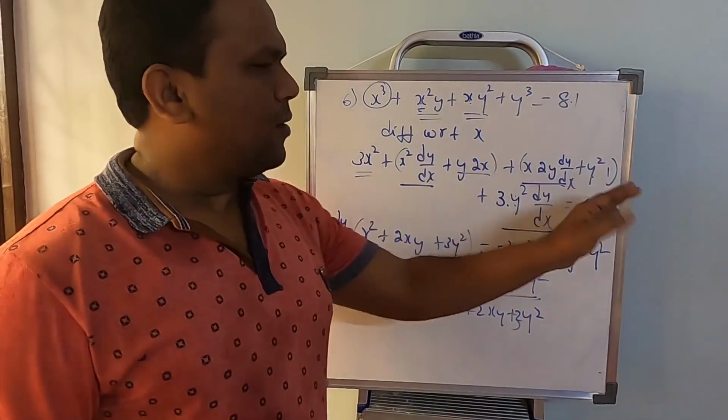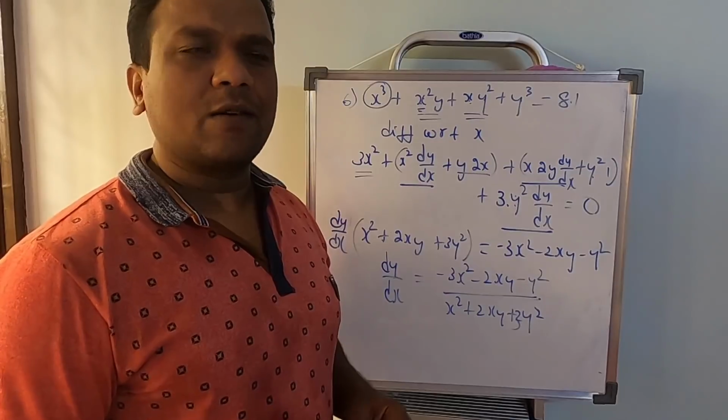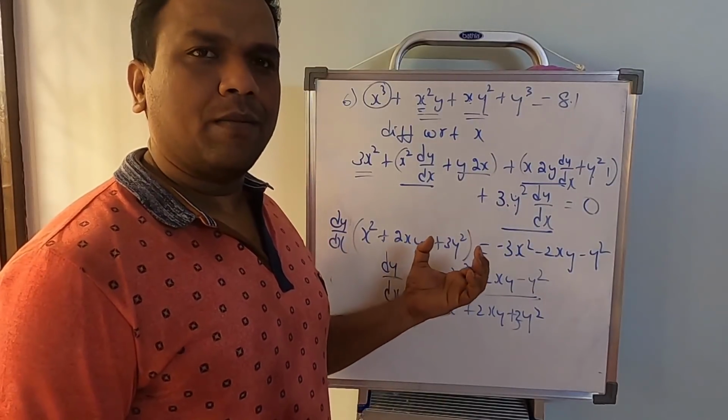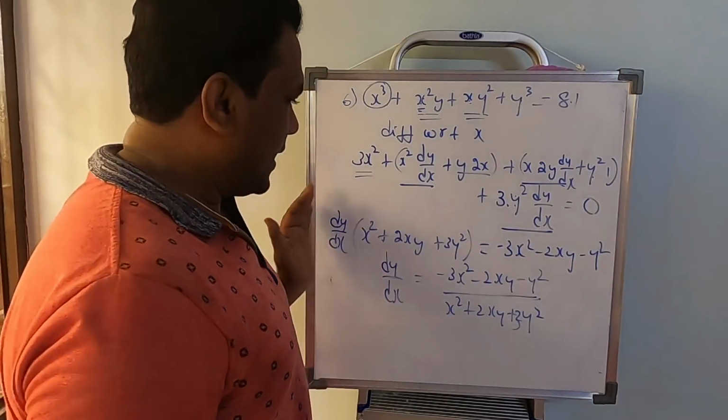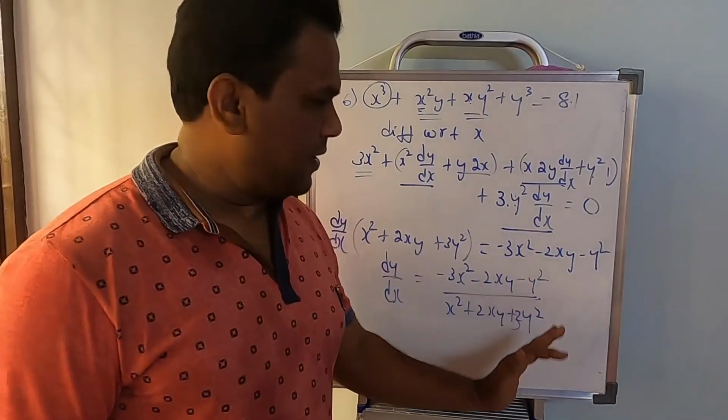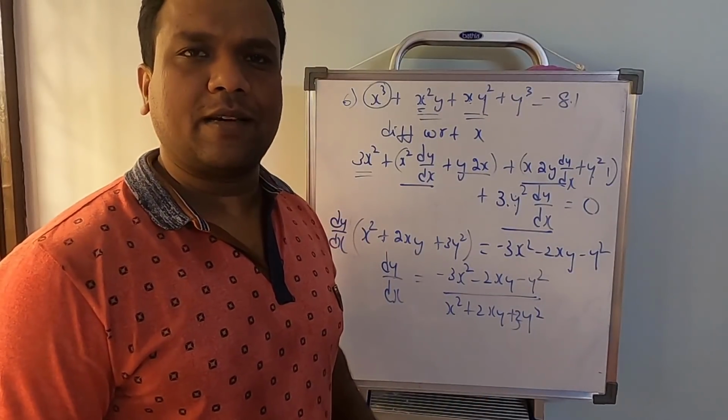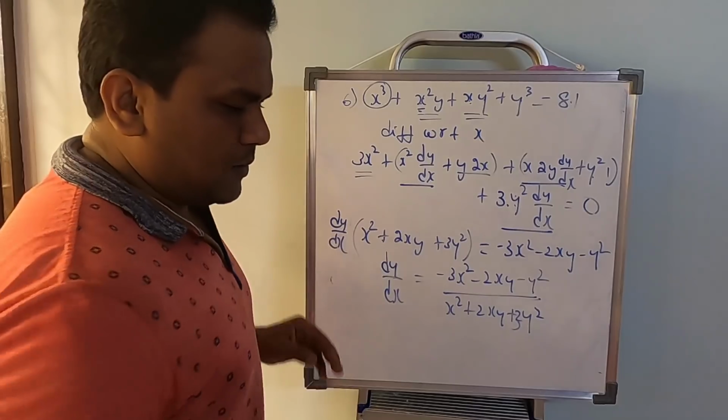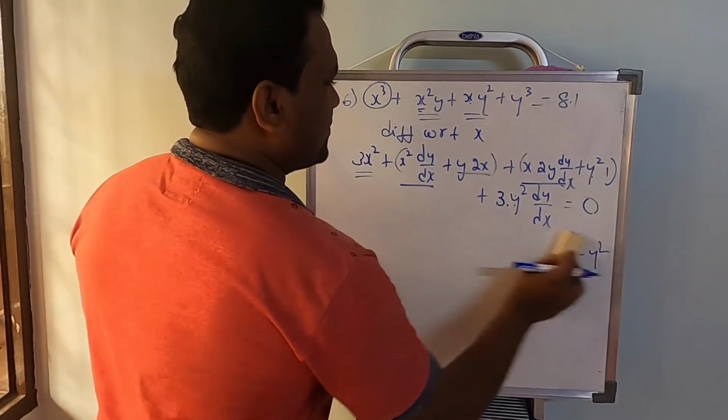Let it be any number of terms which contains dy by dx. What you need to do, just group them, collect dy by dx, take it outside and just simplify finally to get the value of dy by dx.